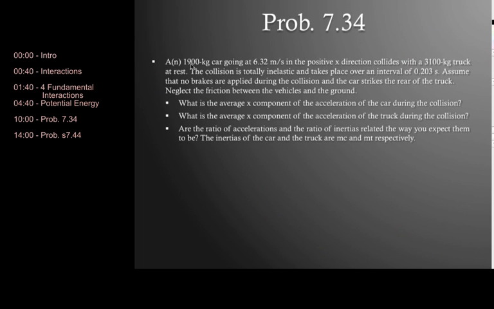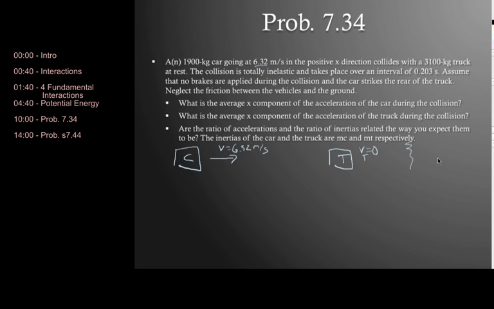Alright, so here we have a 1900 kilogram car going at 6.32 meters per second in the positive x direction, and it's going to collide with a truck at rest. Alright, so let's just draw this out. So here we have a car moving at v equals 6.32 meters per second, and it's going to collide with the truck. The speed of the truck is 0.